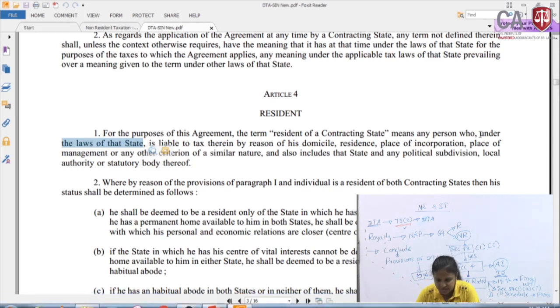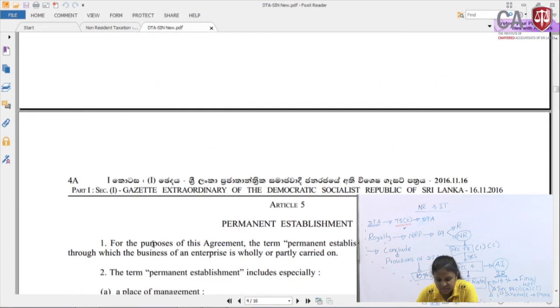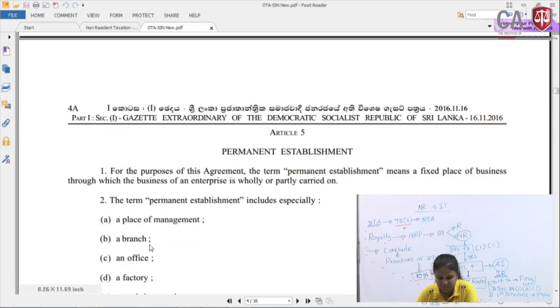Okay, that's why under the laws of that estate is liable to tax therein by reason of his domicile, residence, place of incorporation, place of management, or any other criterion of a similar nature, and also includes that estate and any political subdivision and all. Okay, it is the resident part. Then I need to come to this one.